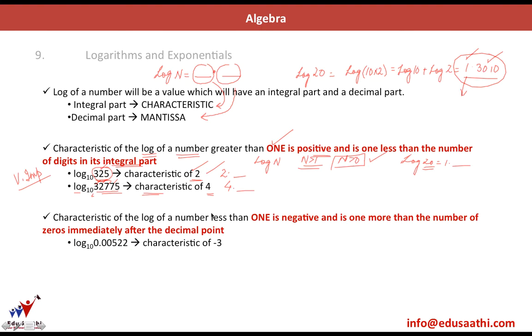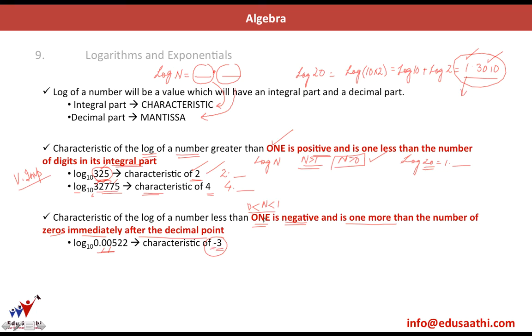Now the characteristic of the log of a number less than 1. This number has to be between 0 and 1, because the log of only a positive number is defined. The characteristic of the log of a number less than 1 will be negative, and its magnitude is 1 more than the number of zeros immediately after the decimal point. So if the number of zeros here is 2, the characteristic of this would be minus 3. The number of zeros is 2, so the characteristic will be 3 but with a negative sign.